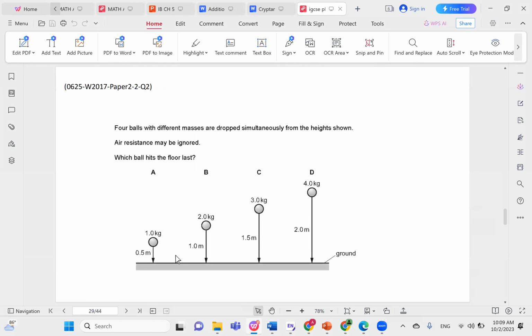The same 4 balls again. These are all different exam questions in different years. We want to know which ball hits the floor last, and obviously this is going to be choice D.